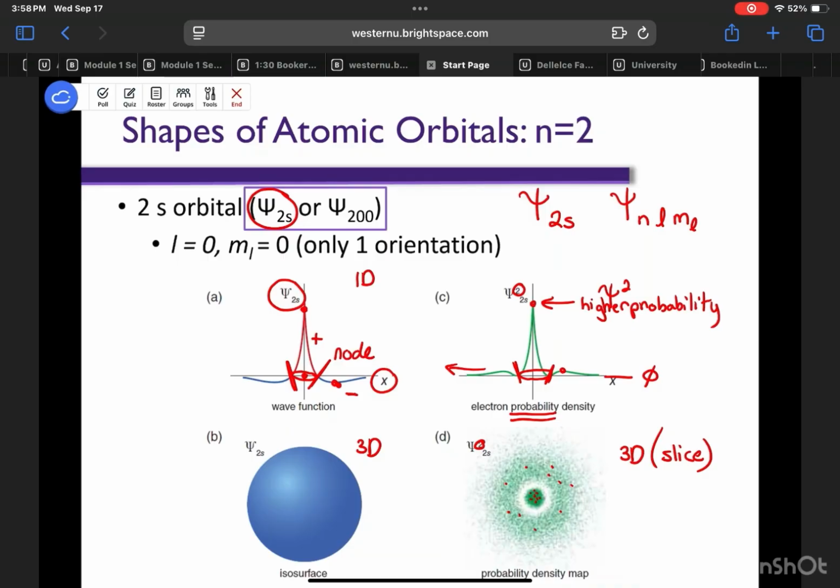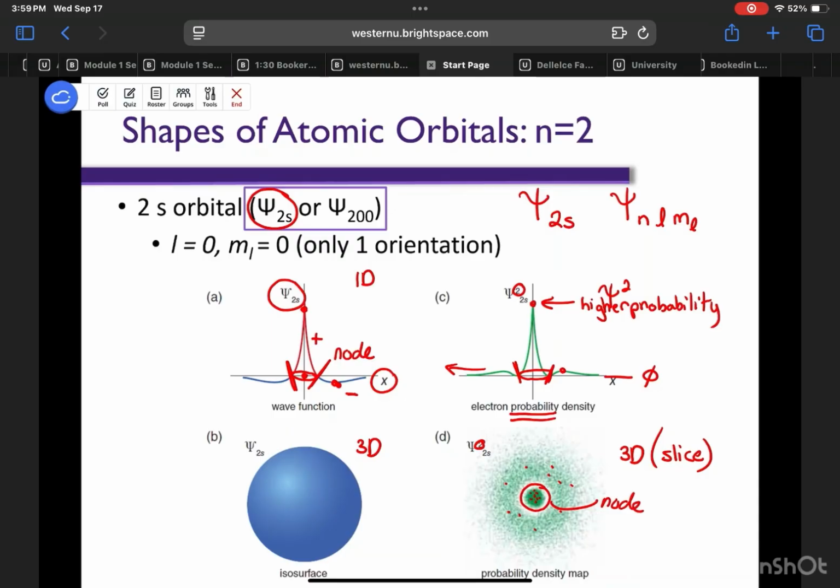Usually it's closer to the center. You can see it has a circular shape. This is a slice, so in 3 dimensions it's spherical. And we can see a region where there aren't any green dots. That region is the node. We're not going to find electrons in that nodal sphere.